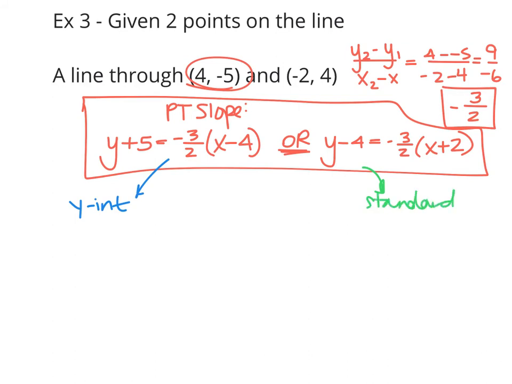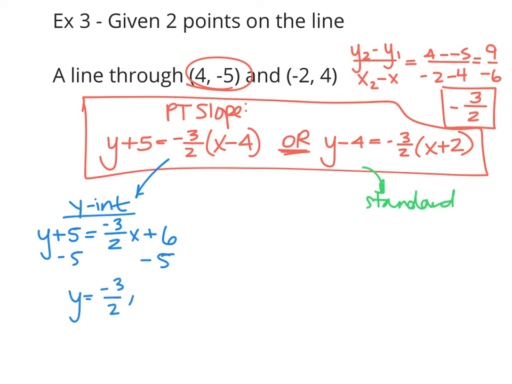Okay, so I'm going to go quick through this just so you see another example. So for slope-intercept form, for both of them, remember we have to distribute first. That's going to give me y plus 5 equals negative 3 over 2x plus 6 when you simplify. And then subtract 5 from both sides. That will give me y equals negative 3 over 2x plus 1.